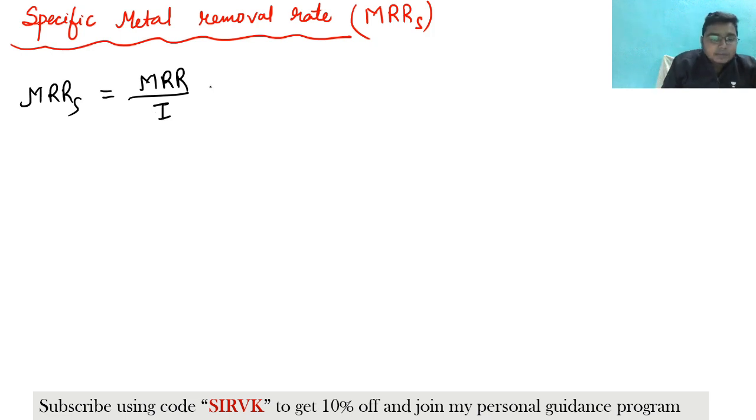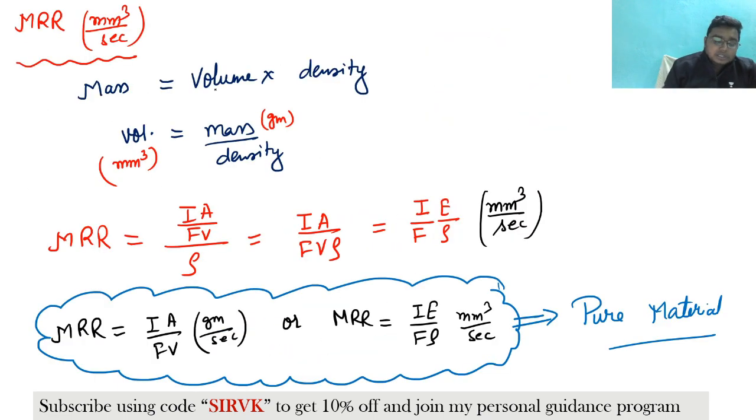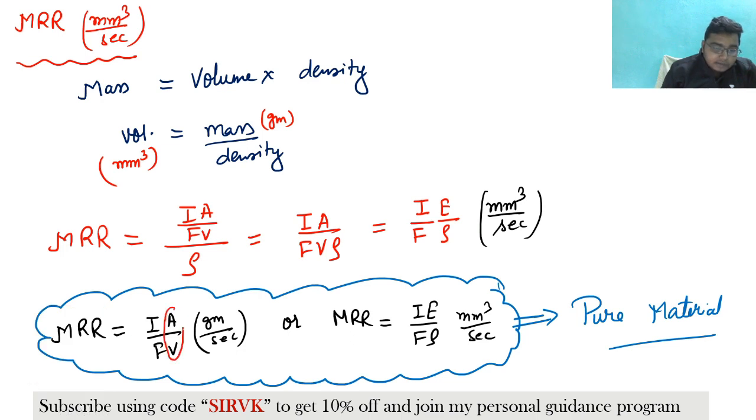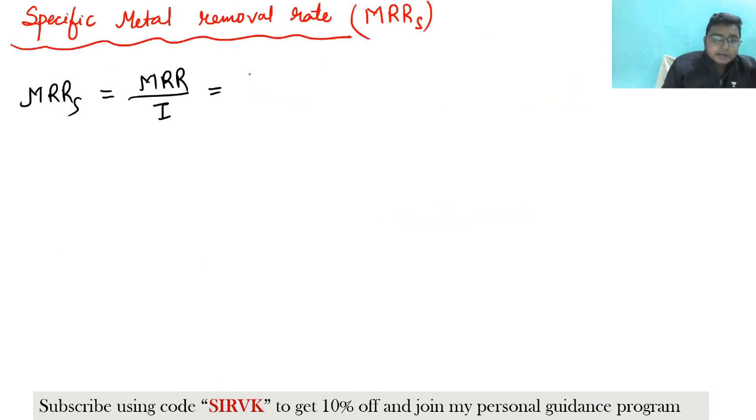Now what is this specific MRR? So what is the MRR that you have got? This is the MRR that you are getting, that is I A by F V. This A by V can be written as E, right? This is your MRR. So can I write it like that? I E by F. Let me write it here. I E by F. When this is divided by the current I, then you will be getting E by F.